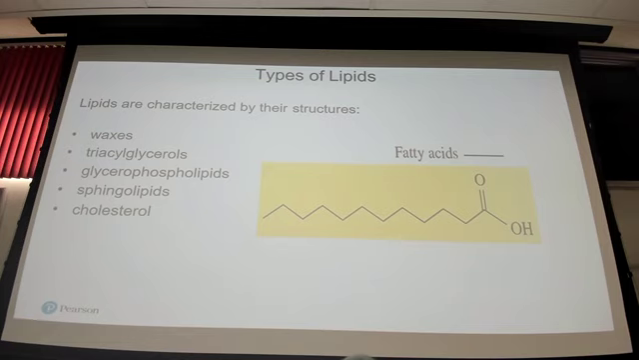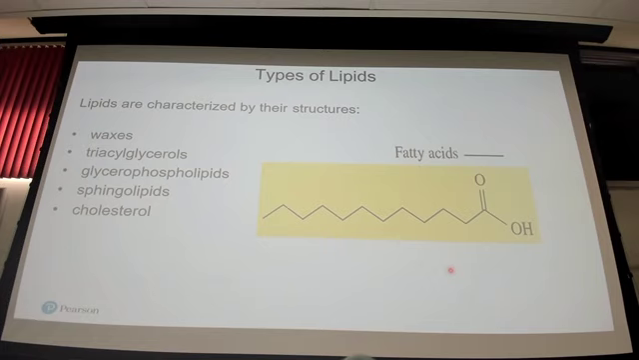representation of fatty acids. Each point represents a carbon molecule here. In order to determine how many carbon molecules you have, you would just count 1, 2, 3, 4, 5, 6, 7, 8, 9, 10, 11, 12. So this fatty acid has 12 carbons, and also this carboxylic acid.